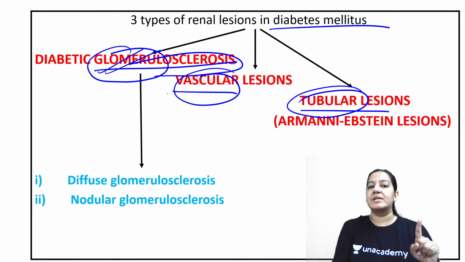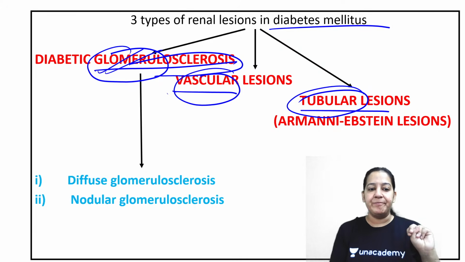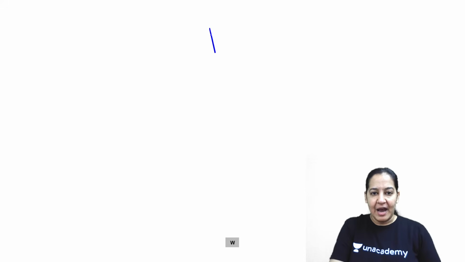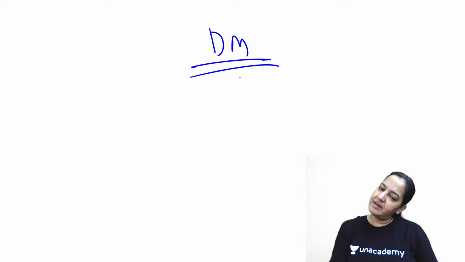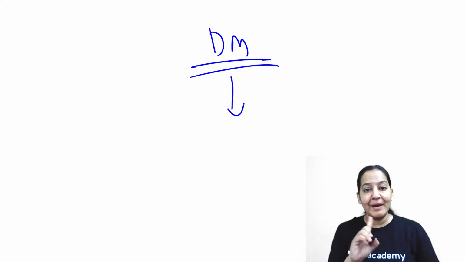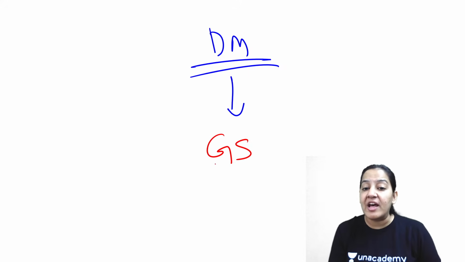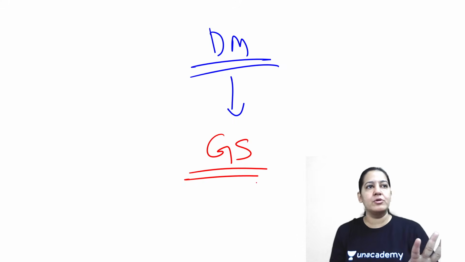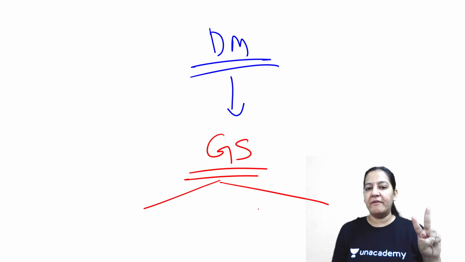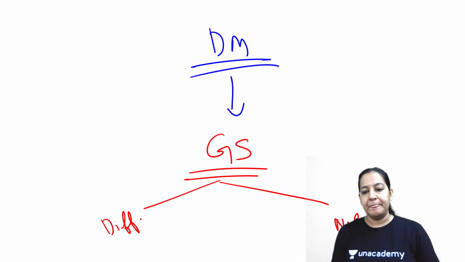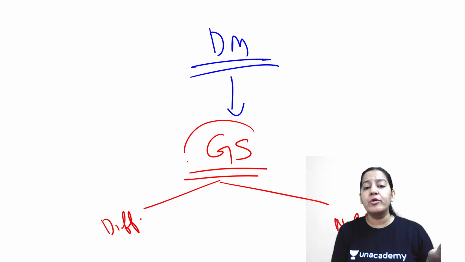Let me start with the glomerulus. The glomerulus is affected in 2 ways, diffuse glomerulosclerosis and nodular glomerulosclerosis. So in diabetes mellitus, whether it is type 1 or type 2, in the glomerulus glomerulonephritis does not occur. In the glomerulus, glomerulosclerosis will occur. What do you mean by glomerulosclerosis? I will tell you. There are 2 types of glomerulosclerosis, one is diffuse and one is nodular. So basically you will ask me, ma'am, what is glomerulosclerosis?